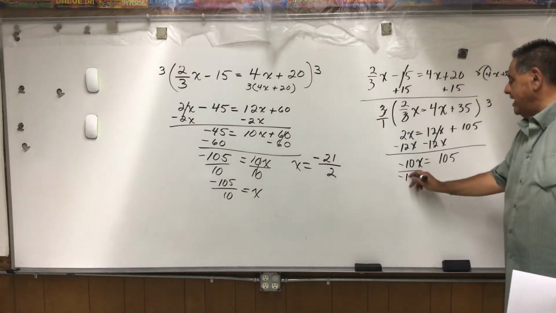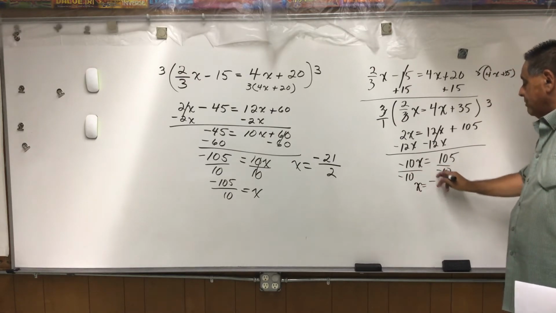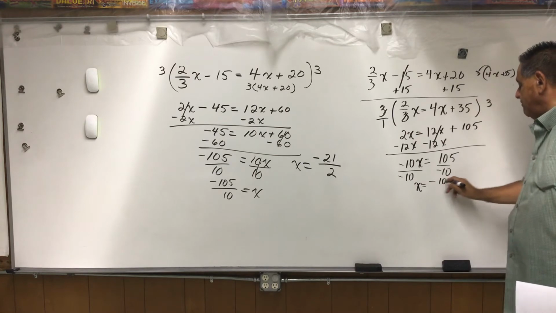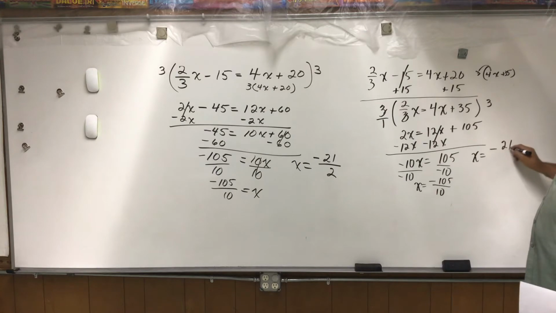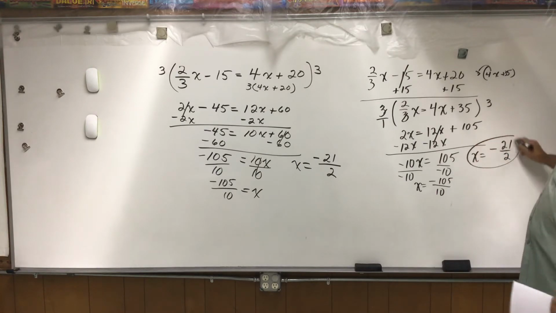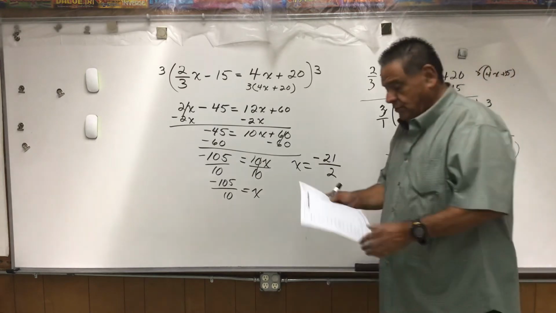So we're going to divide by negative 10. We're going to get x is equal to a negative. Remember, bring your negative to the numerator, 105 over 10, which now, when we simplify, is going to be negative 21 over 2. So you have 2 ways of looking at this. Whatever way works for you, you go ahead and do that, all right?